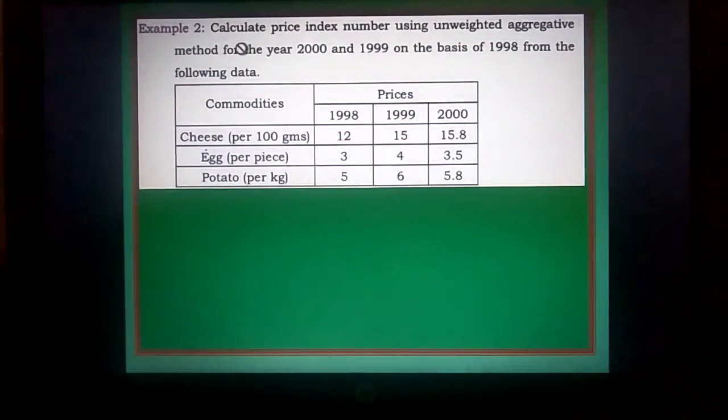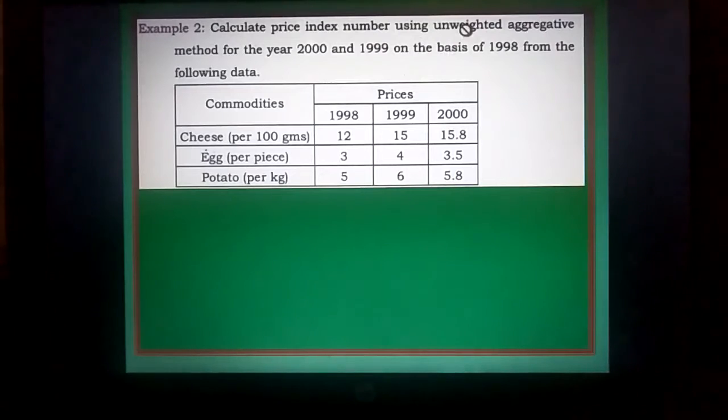Example number 2. Calculate price index number using unweighted aggregative method for the year 2000 and 1999 on the basis of 1998 from the following data. Commodities are given, and for these commodities what were the prices in these 3 years has been mentioned. Look at the question once again properly. What we need to calculate? Calculate price index number using unweighted aggregative method.